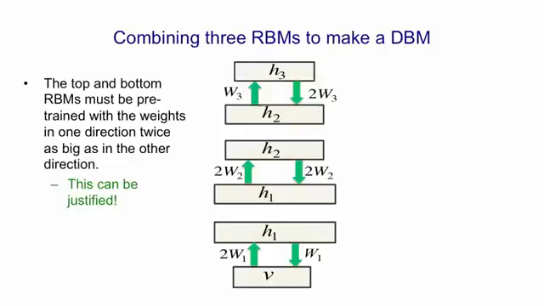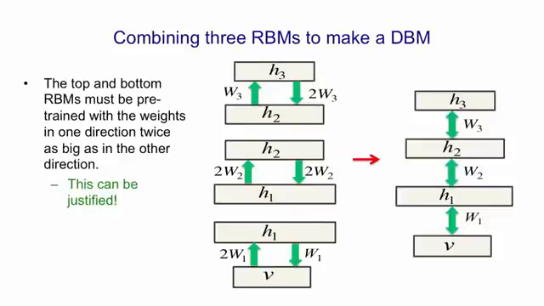After having trained these three restricted Boltzmann machines, we can then combine them to make a composite model, and the composite model looks like this. For the restricted Boltzmann machine in the middle, we've simply halved its weights. That's why they were 2W2 to begin with. For the one at the bottom, we've halved the upgoing weights, but kept the downgoing weights the same. And for the one at the top, we've halved the downgoing weights and kept the upgoing weights the same.